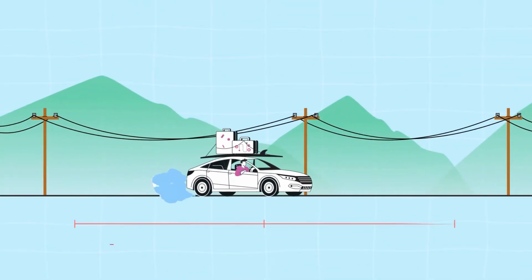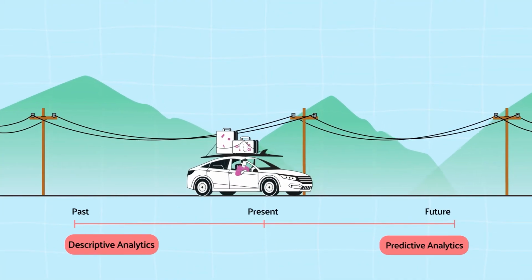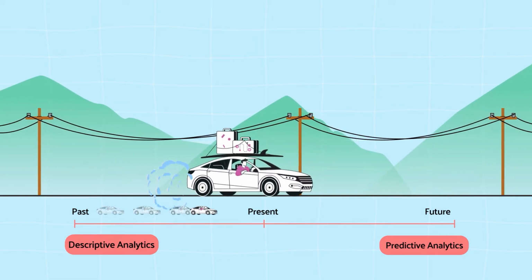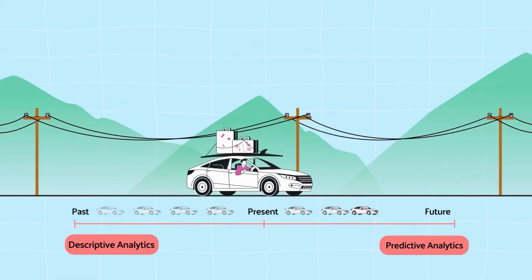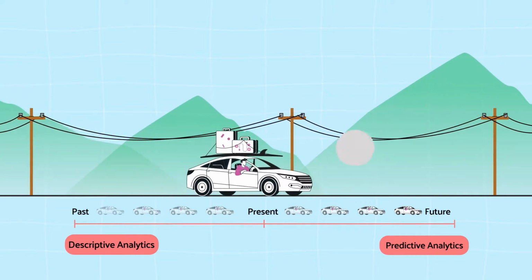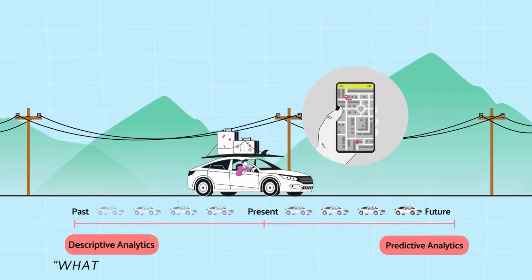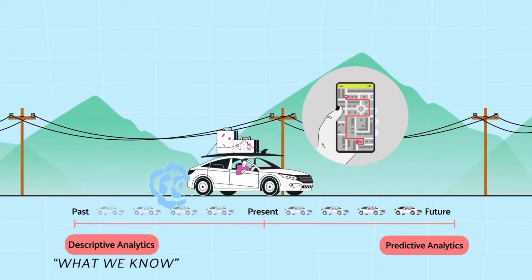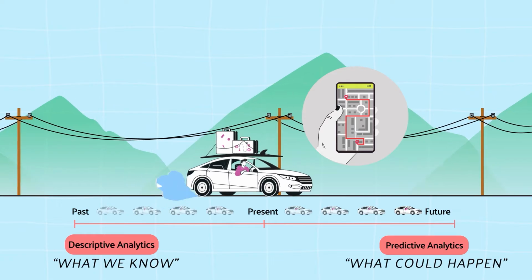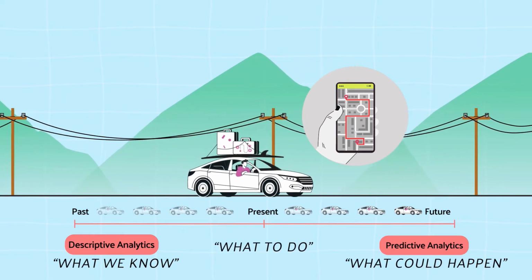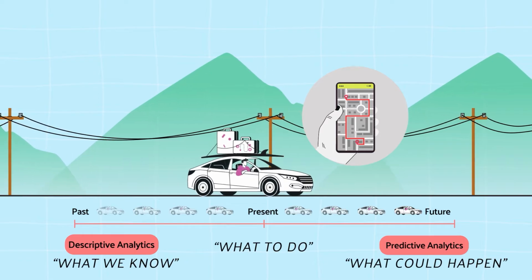Prescriptive analytics works closely with descriptive and predictive analytics as it takes into account past, present, and future datasets to recommend a course of action or strategy. Basically, prescriptive analytics takes what we know, which is based on descriptive analytics, to forecast what could happen, which is based on predictive analytics, in order to recommend what to do, which is based on prescriptive analytics.